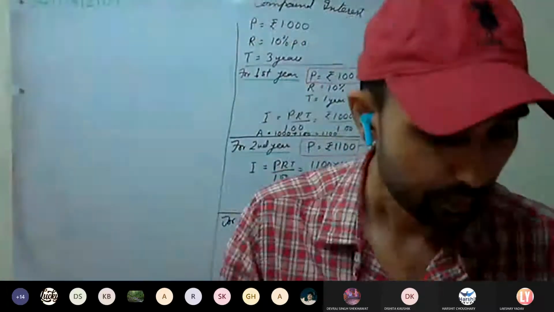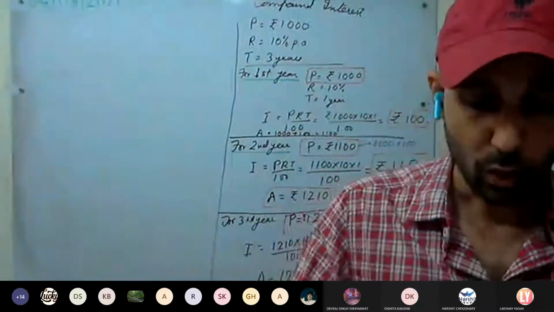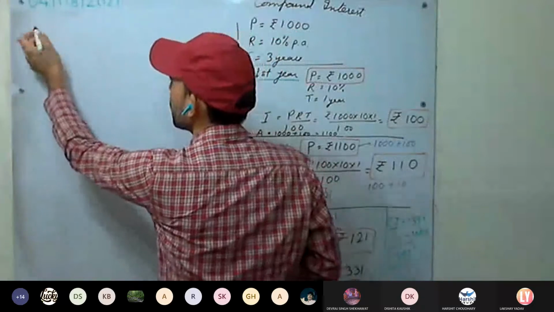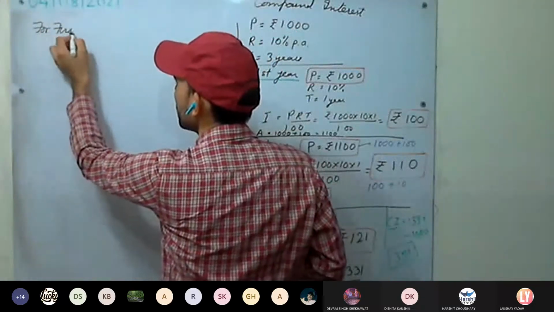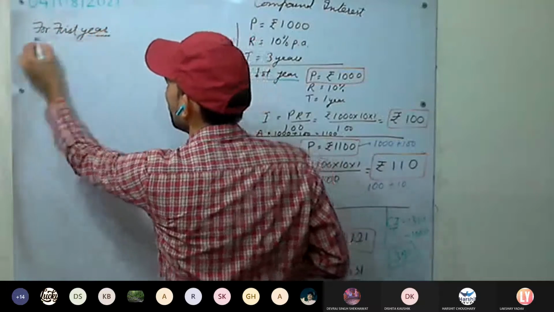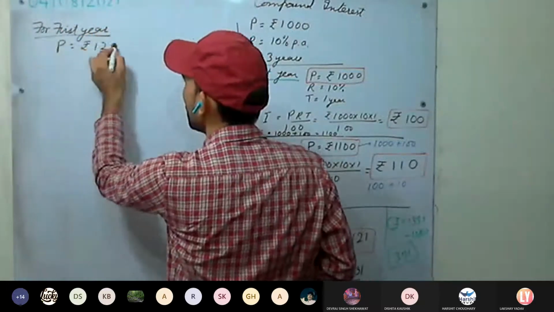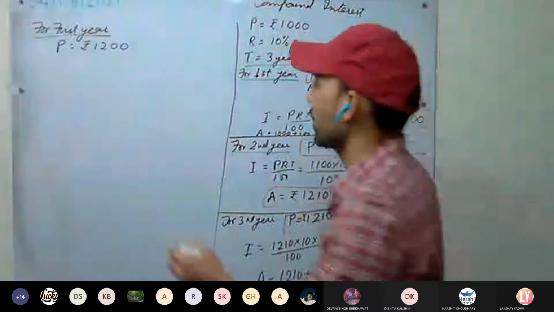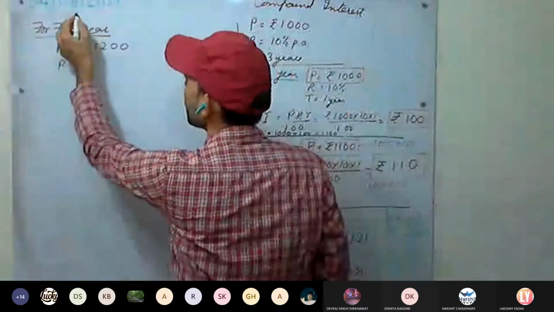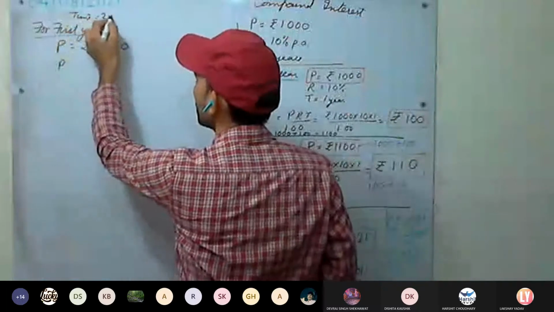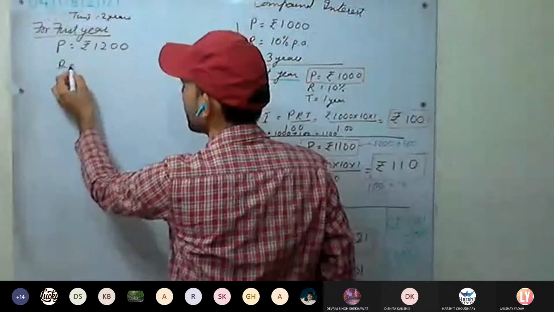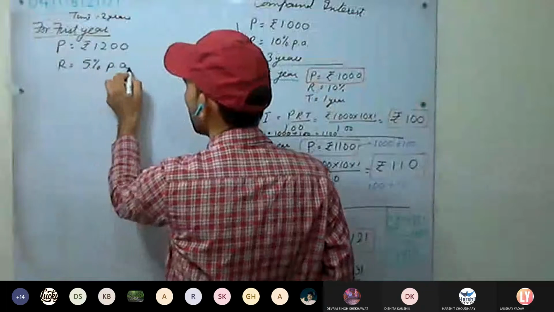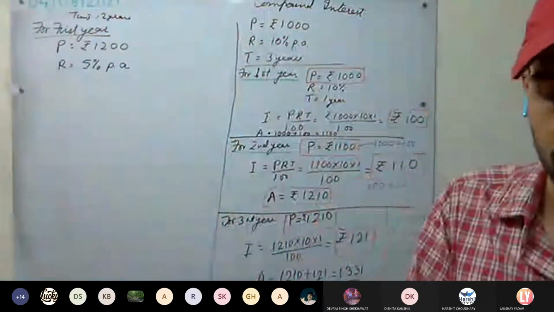Okay, so first question is calculate the compound interest on ₹1200 for 2 years. Principal is ₹1200. Rate is 5% per annum. Time I'm writing here, 2 years. Find the amount. Amount you have to calculate.